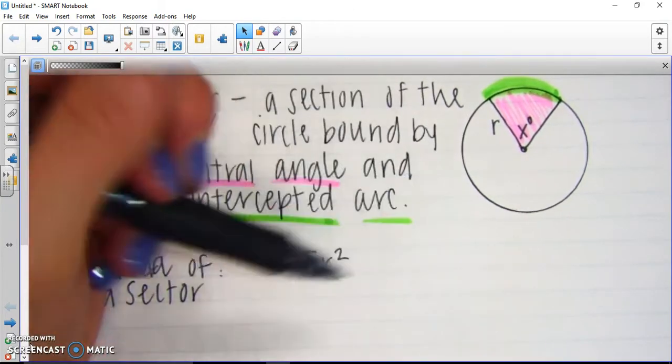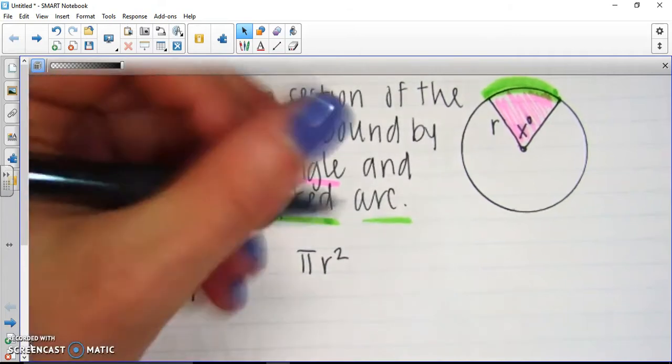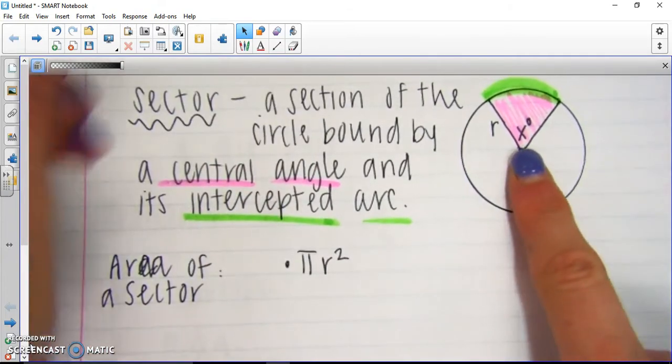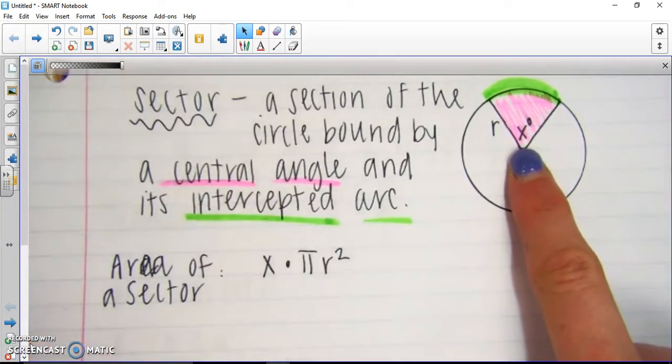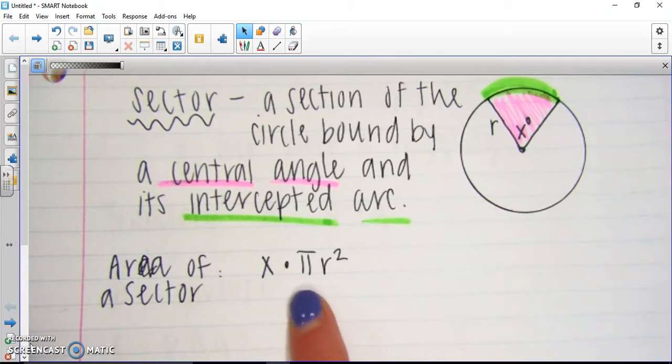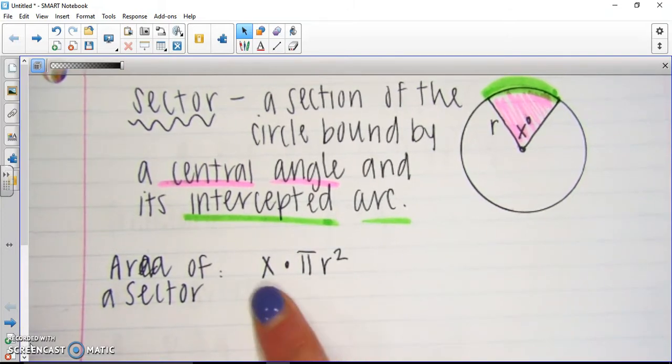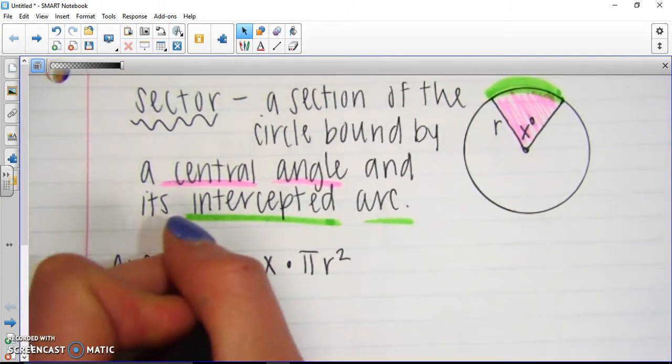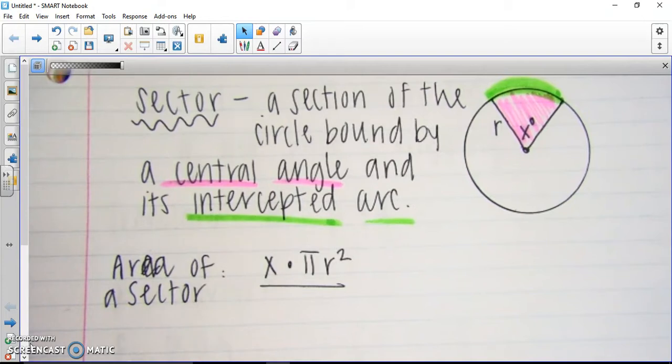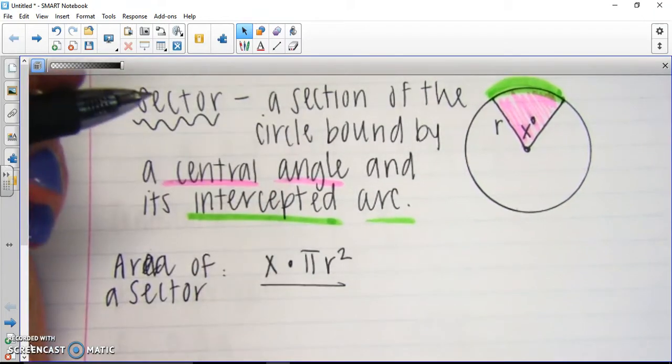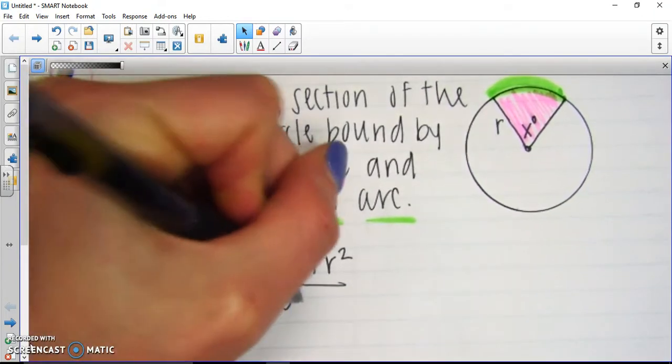So a sector is just a portion of that circle. And that portion is determined by the degree of the central angle. So it's the area of a circle, pi r squared, times the degree of the central angle, divided by the entire angle measure of a circle, which is 360.